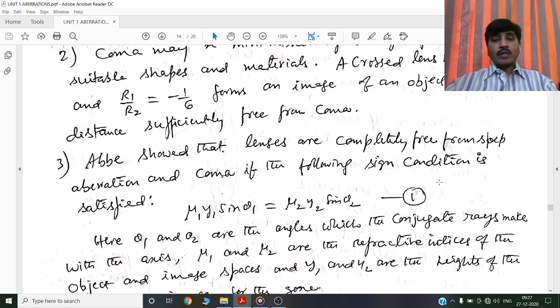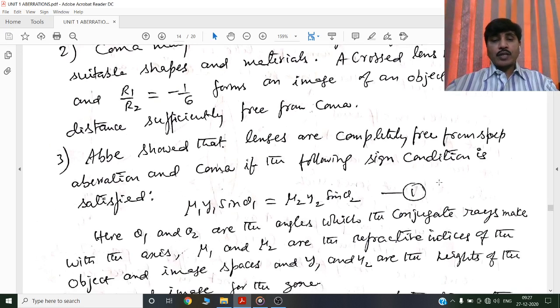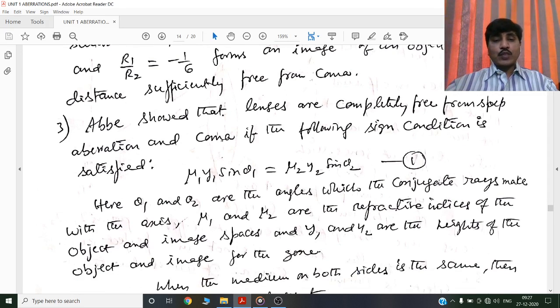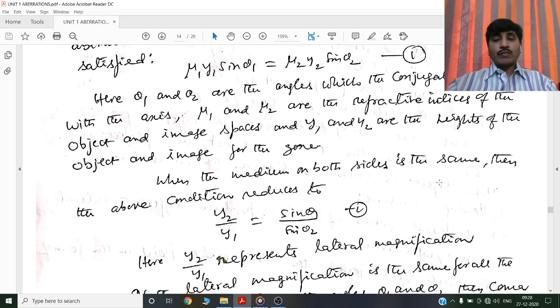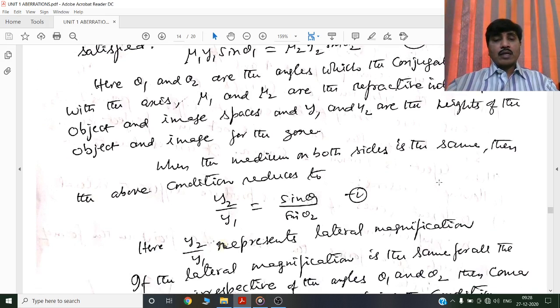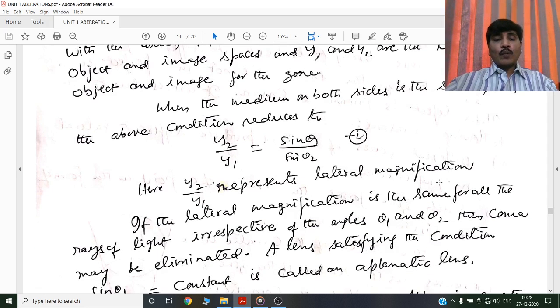Abbe showed that lenses are completely free from spherical aberration and coma if the following sine condition is satisfied: mu1 y1 sin theta 1 is equal to mu2 y2 sin theta 2. Here, theta 1 and theta 2 are the angles which the conjugate rays make with the axis. Mu1 and mu2 are the refractive indices of the object and image spaces, and y1 and y2 are the heights of the object and image for the zone. When the medium on both sides of the lens is the same, then the above condition reduces to y2 by y1 is equal to sin theta 1 by sin theta 2. Here y2 by y1 represents lateral magnification.